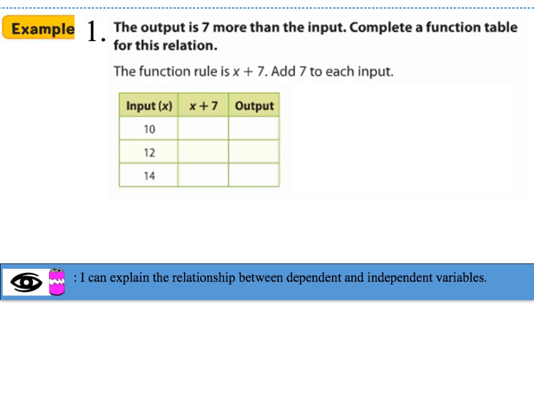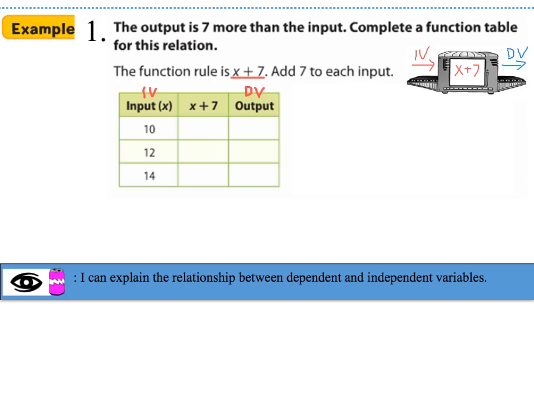For example 1, it says the output is 7 more than the input. Complete a function table for this relation. Function rule is x plus 7. So this is the relationship between the input and the output. We're going to add 7 to each input. So I'm going to call the input my IV, my independent variable, and my output would be my DV, or my dependent variable.